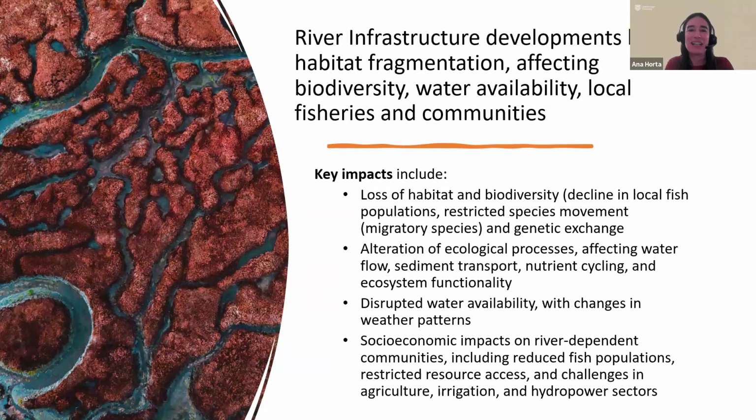So yeah, one of the impacts is restricting movement of migratory species. So we saw just on Lee's slides the impact that it can have on salmon migration, for example. River infrastructure can also alter ecological processes like water flow and sediment transport. It does disrupt water availability, because that's the main function of river infrastructure, of course, to divert water for some sort of use. And that can be more or less serious if we consider the recent changes in weather patterns. And it might also have socioeconomic impacts, because it causes a disruption in the river system, and that can cause also a reduction in the fish populations, for example, that are available to local communities.